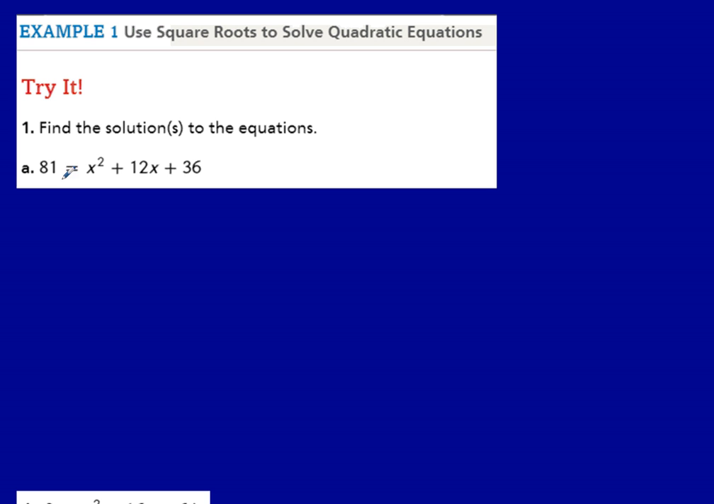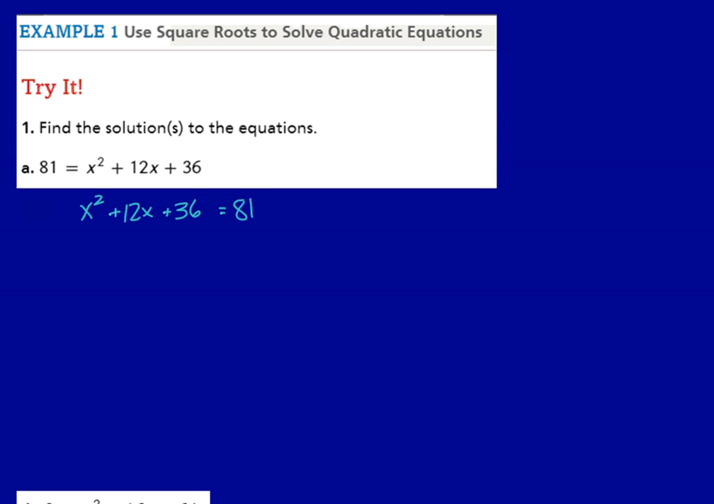For some reason in this situation, everything has the answer on the left. I like the answer on the right. It's just a personal preference. I'm going to rewrite this as x squared plus 12x plus 36 equals 81. I just moved the 81 over.